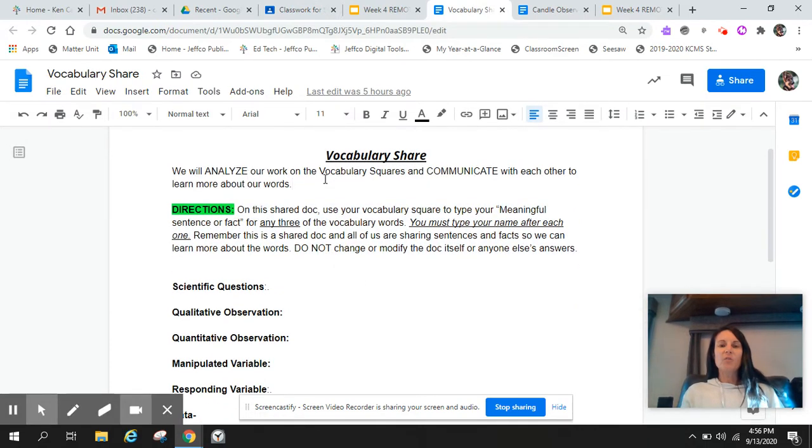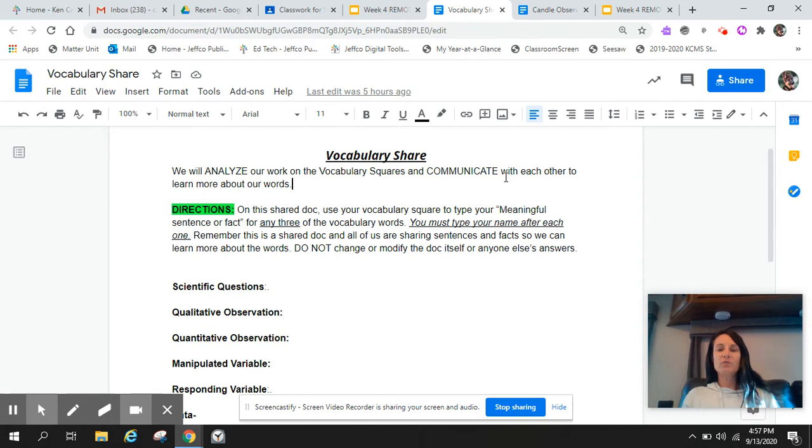We will analyze our work on the vocabulary squares and communicate with each other to learn more about our words. So please remember that last week you spent a lot of time on 8 vocabulary words and you placed them in squares. One square had the word and the definition, one square you inserted a picture, one square you wrote a meaningful sentence or fact, and then you finally placed a source of where you got any of your information. So the hardest part of that vocabulary square activity from last week was the meaningful sentence or fact to use a brand new word in.